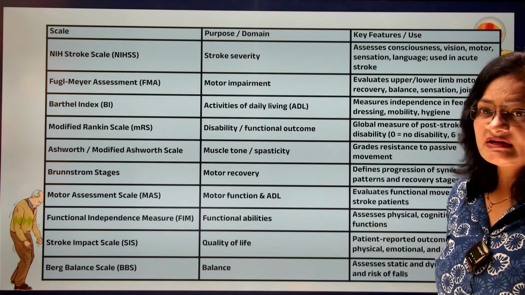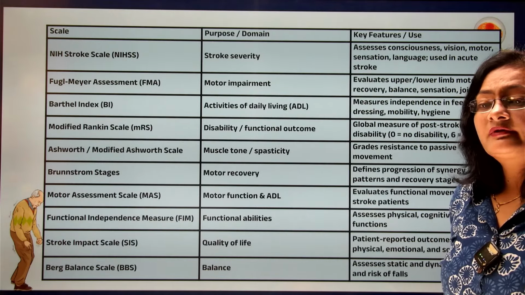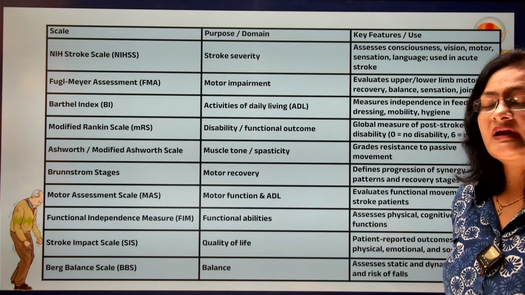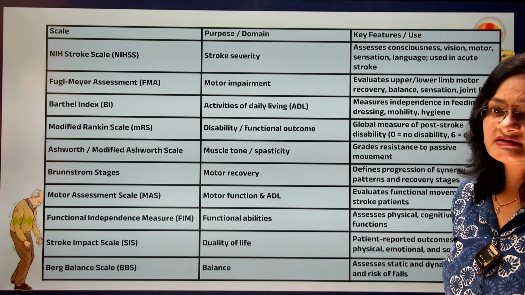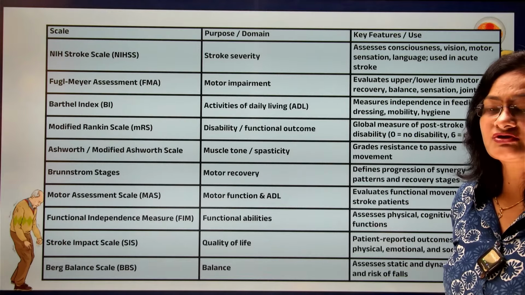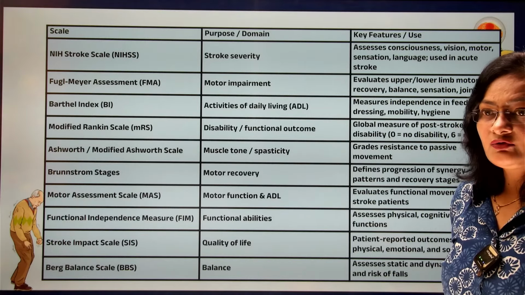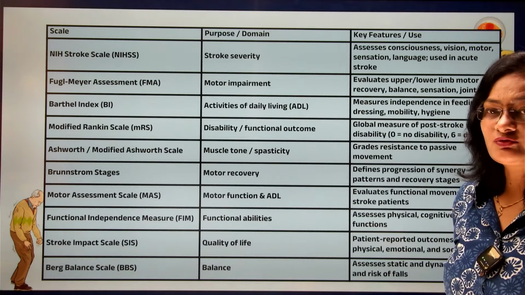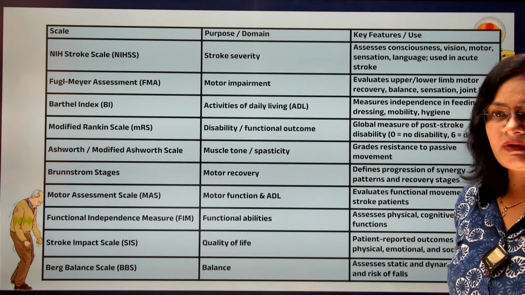Then Brunnstrom stages of recovery are used to grade the motor recovery, that we are going to discuss in the upcoming slide. Then the motor assessment scale, that is MAS. It mainly assesses motor function and activities of daily living. It evaluates the functional movement in the stroke patient. Then FIM, that is functional independence measure.